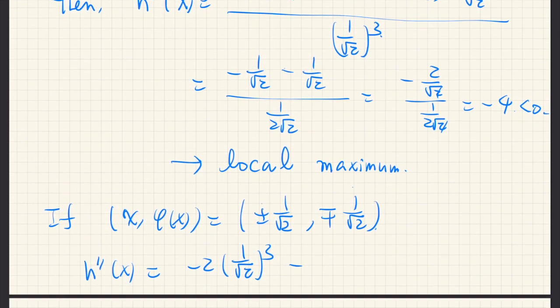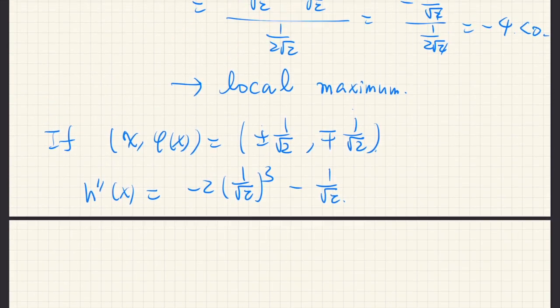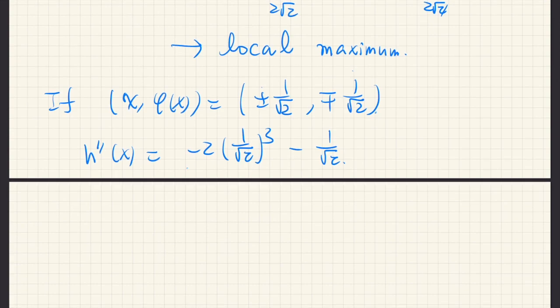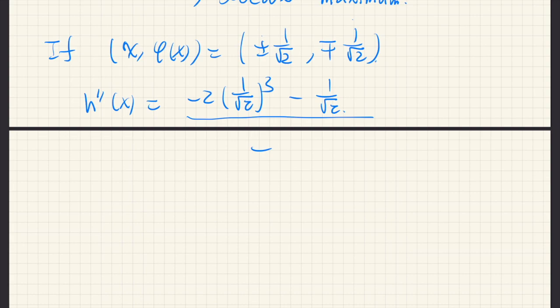that's negative, over, that is negative. So this is equal to positive 4, I think. Yeah, it should be positive 4. That is positive. So this corresponds to local minimum.